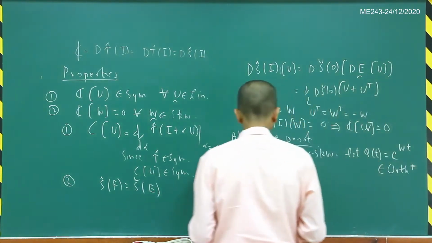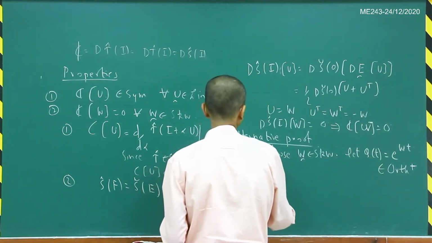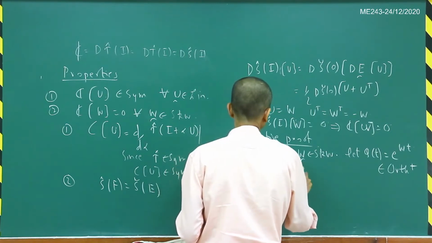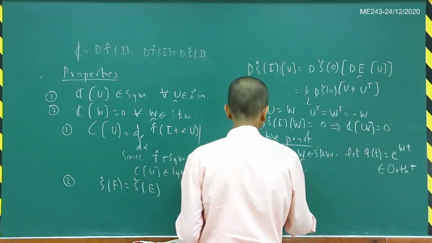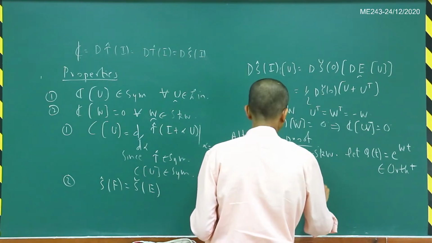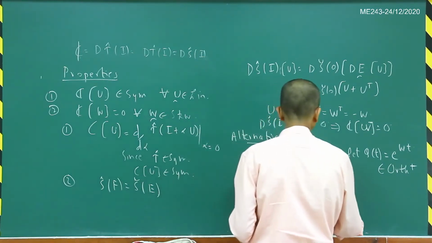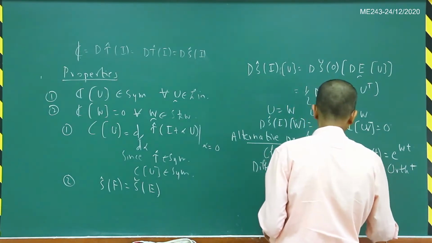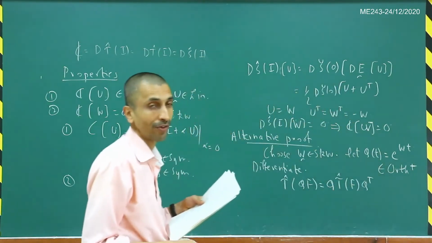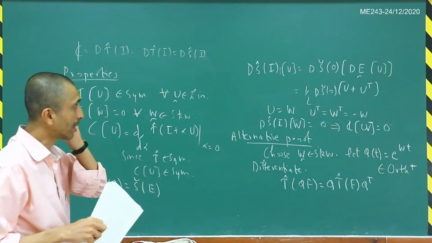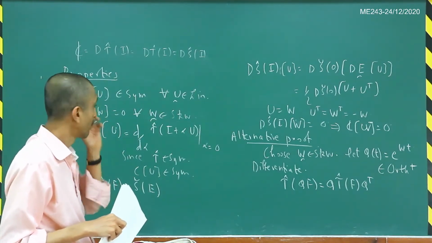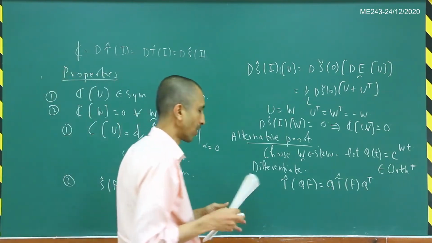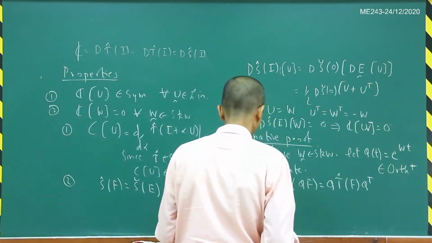And if you now differentiate, we have tau hat of QF is equal to Q times tau hat of F times Q transpose. So this is also material frame indifference, right? Basically the whole proof of this particular result relies on material frame indifference. Without material frame indifference, we cannot prove this particular result here.